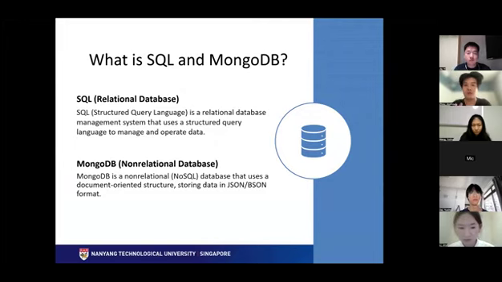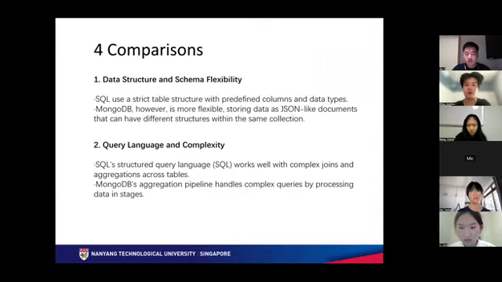SQL, which means Structured Query Language, is a relational database management system that uses a structured query language to manage and operate data. However, MongoDB is a non-relational, which means NoSQL database that uses a document-oriented structure, storing data in JSON and BSON format. And to effectively explain the differences in design between SQL and the MongoDB databases, here is a focus on comparisons using question 11 and question 12.